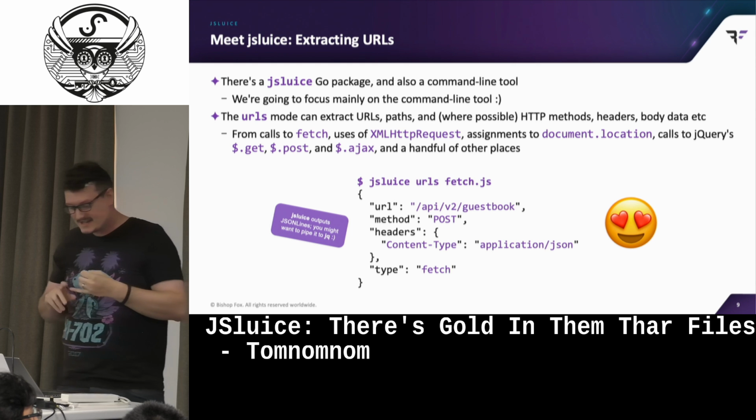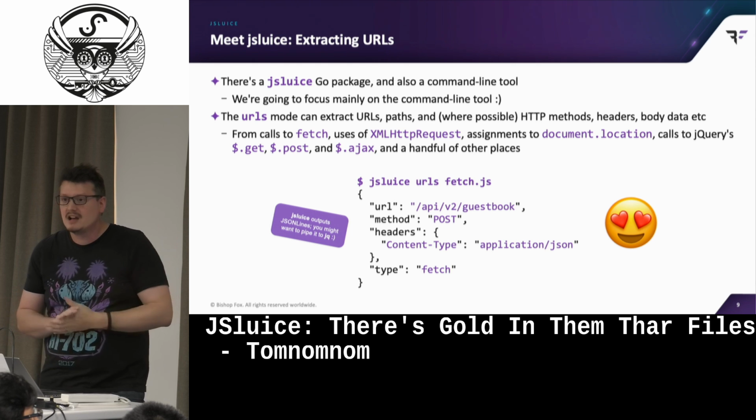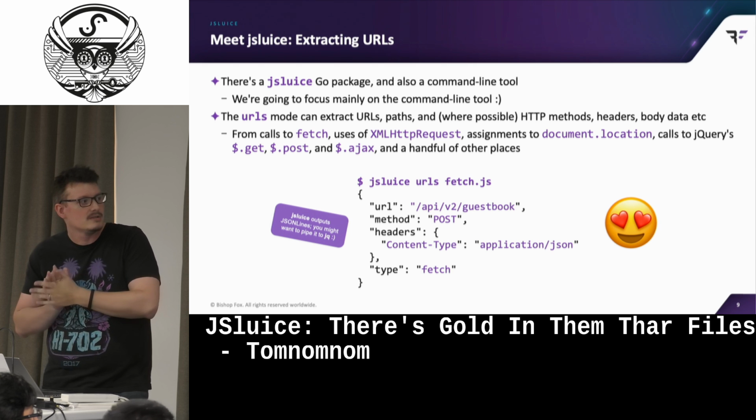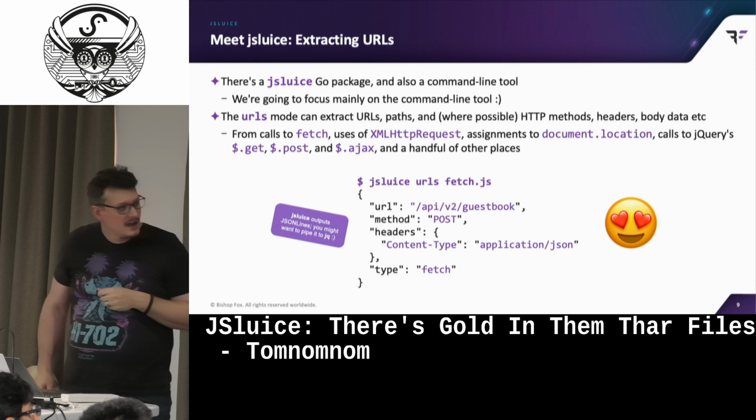Same goes for XMLHttpRequest, document.location, jQuery's .get and .post and .ajax and a handful of other places that the tool also deals with. And it produces an output that looks like this. So it's JSON lines.